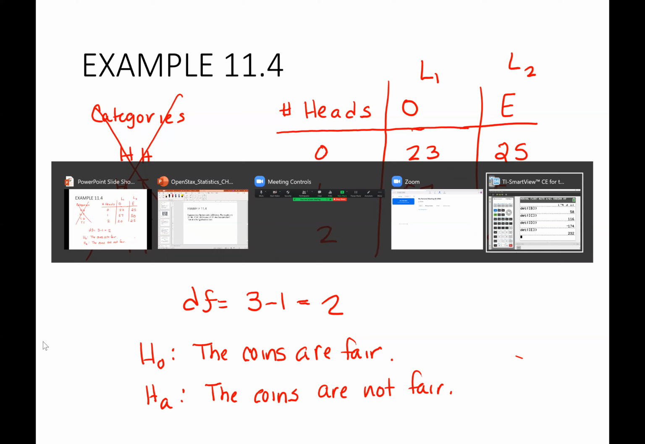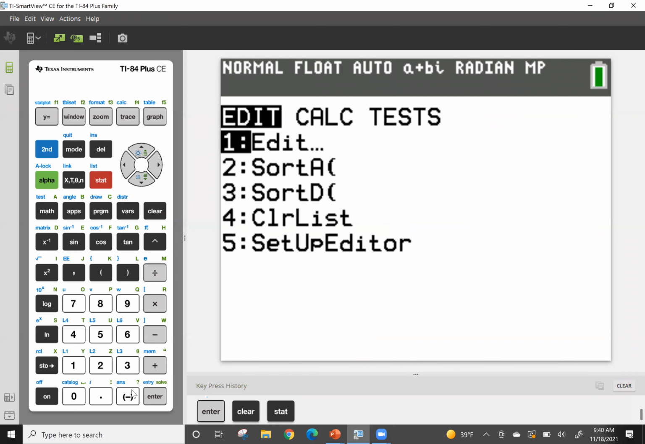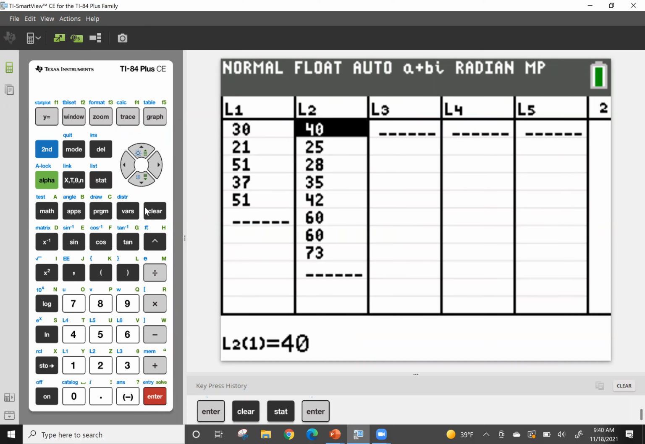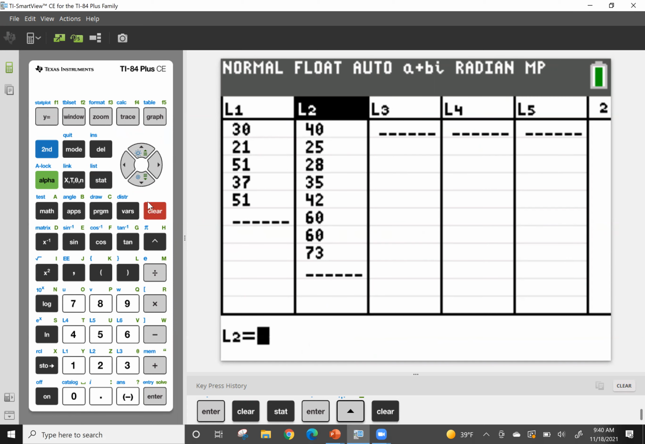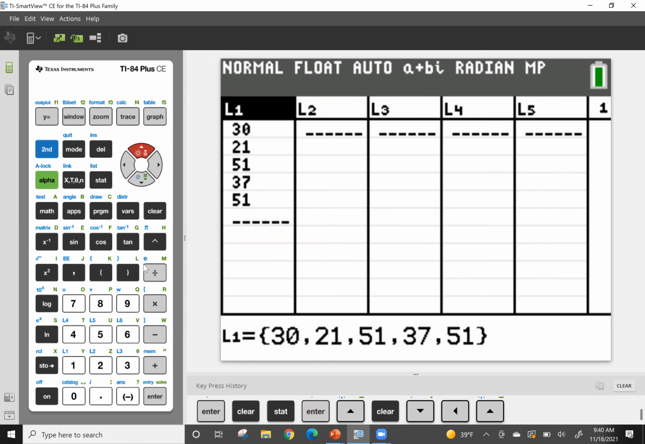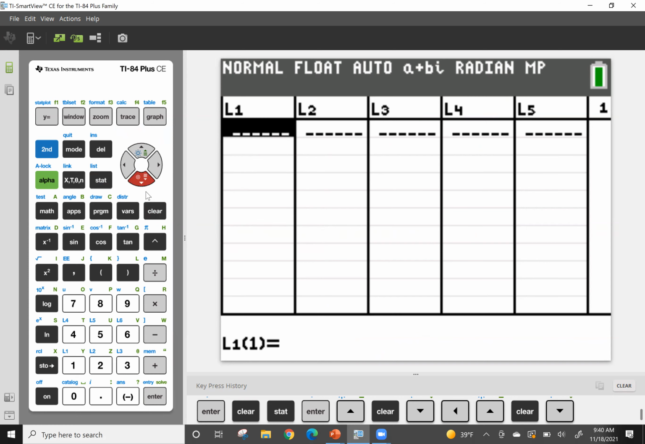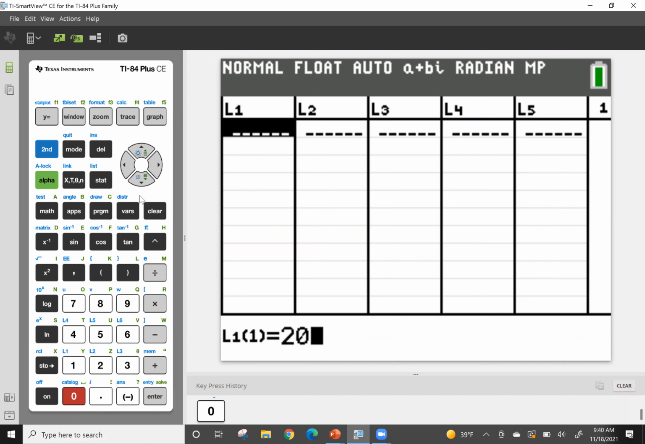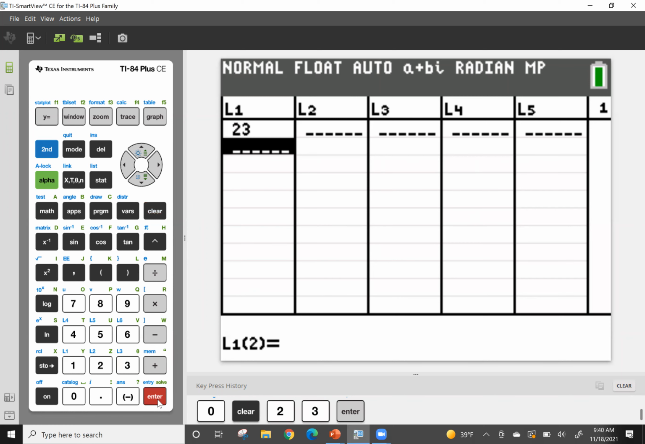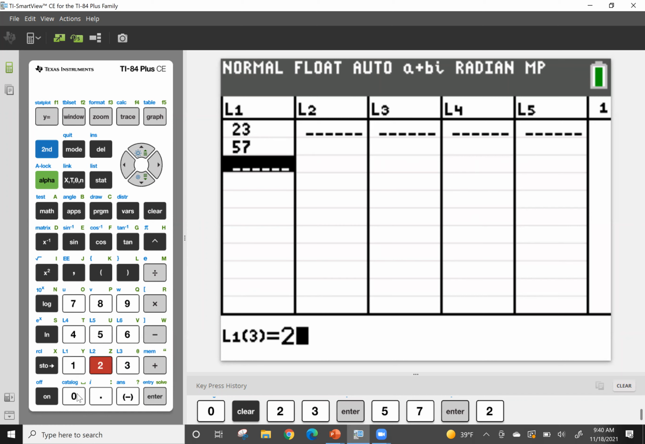So I'm going to go to my calculator and go to my lists, and I have no idea what's in there. So I'm going to clear it out. Okay. So in L1, I'm going to put what I observed. So no heads, there were 23. One head, there were 57. And two heads, there were 20.